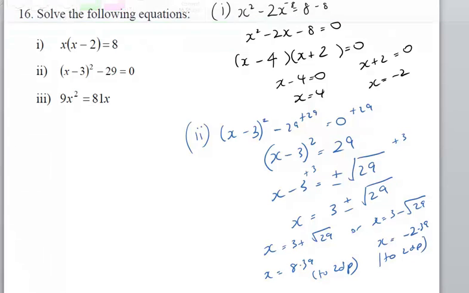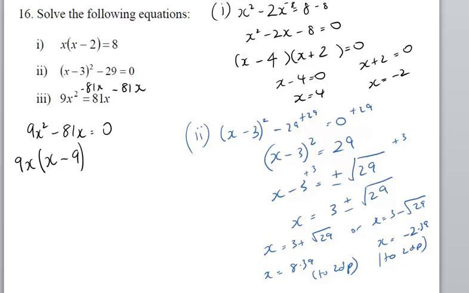So now looking at number 3 here, we've got 9x squared is equal to 81x. So first thing we're going to do is move it over, so we're going to minus 81x on this side and minus 81x on this side. 9x squared minus 81x is equal to 0. We look, 9 and 81 both have a factor of 9. x squared and x both have a factor which is x. So 9x times x will give us 9x squared. 9x times negative 9 will give us negative 81x there.